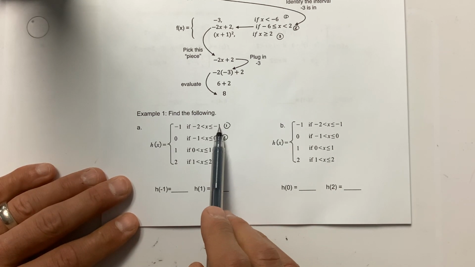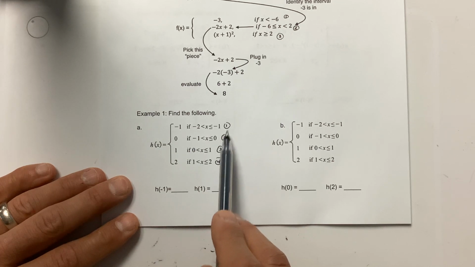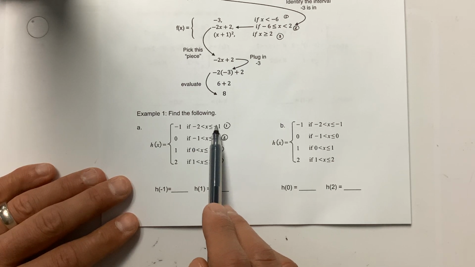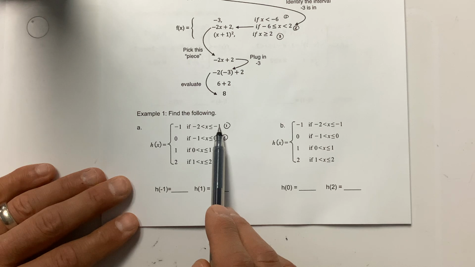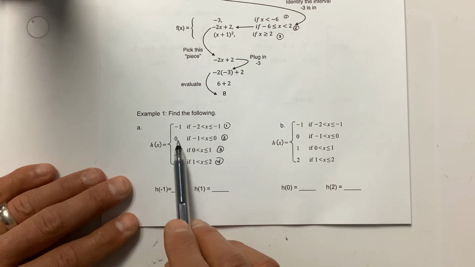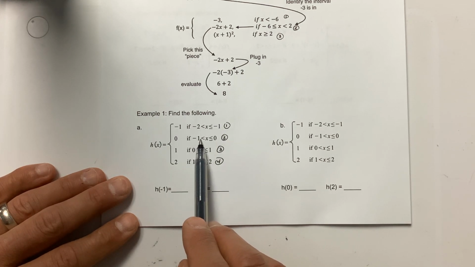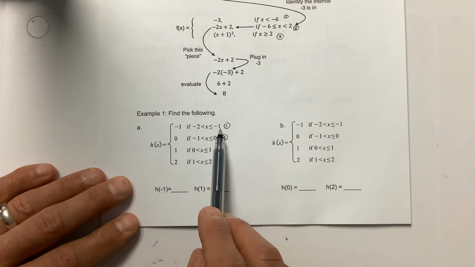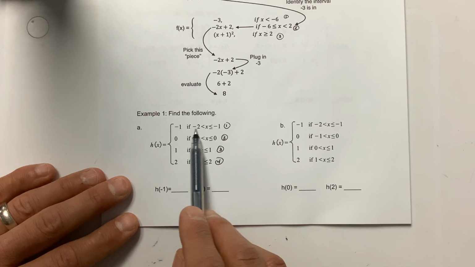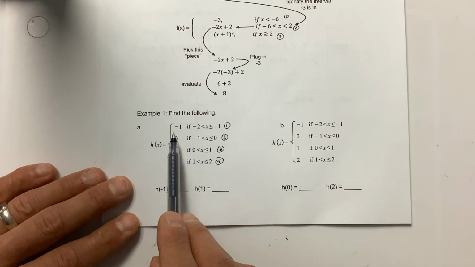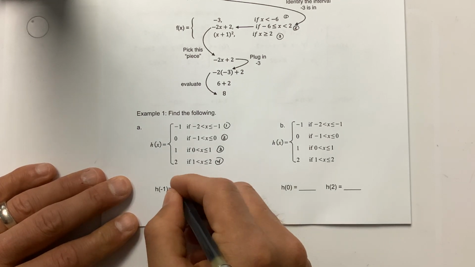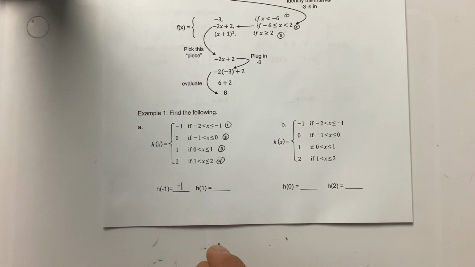So negative 1 appears to be either 1 or 2 because negative 1 is part of this interval from negative 2 to negative 1. And negative 1 to 0 is this interval here. But it's going to be part of 1 because it says here that it's equal to negative 1. So it's going to be part of this interval. So h at negative 1 is just negative 1. There's no equation to plug it in, so it's just going to be the number that's sitting right there.